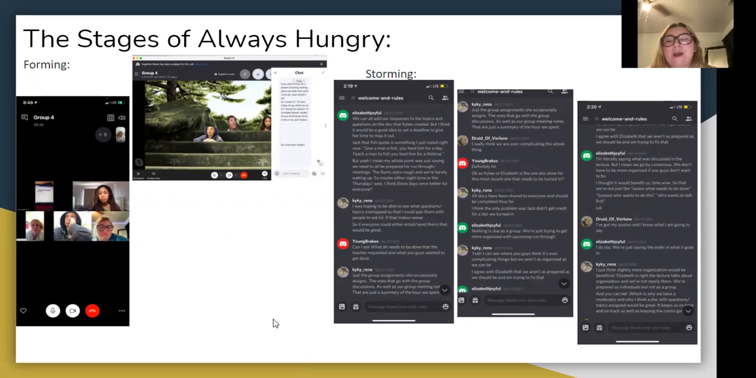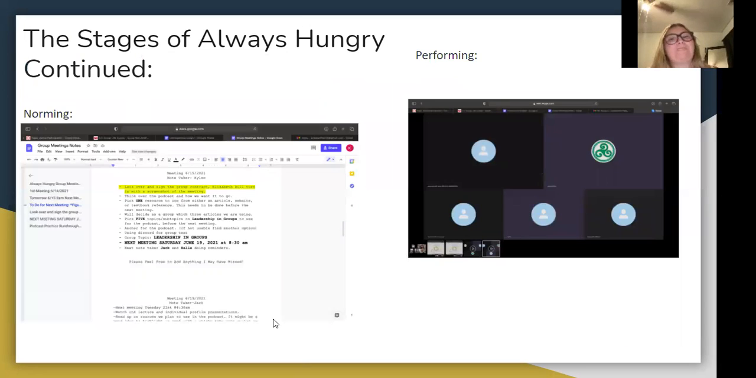But I think I can say that my group definitely came together and we figured out what best outlines work for us and how to best organize things according to the rubric, but also according to how we would like it. Next slide, please. And then there was norming, which is your roles and your unspoken rules.